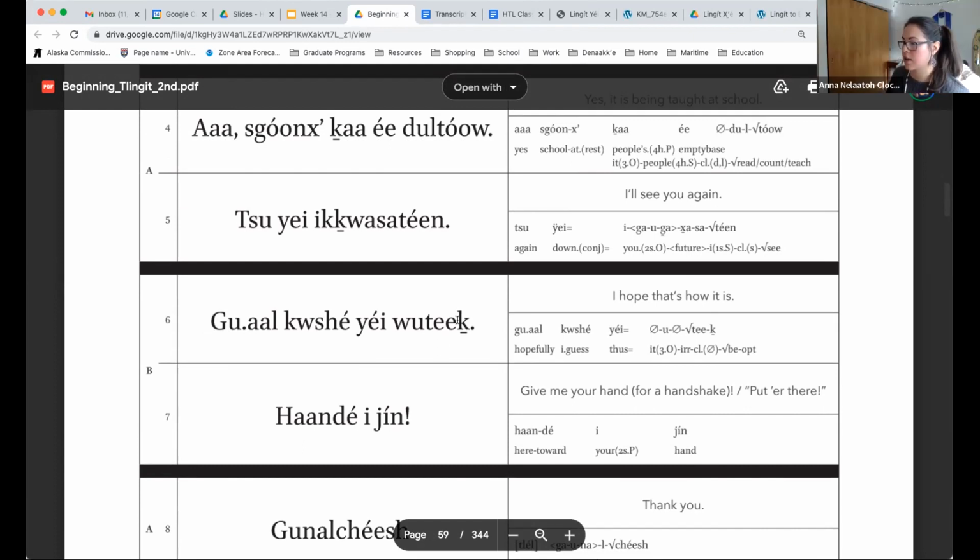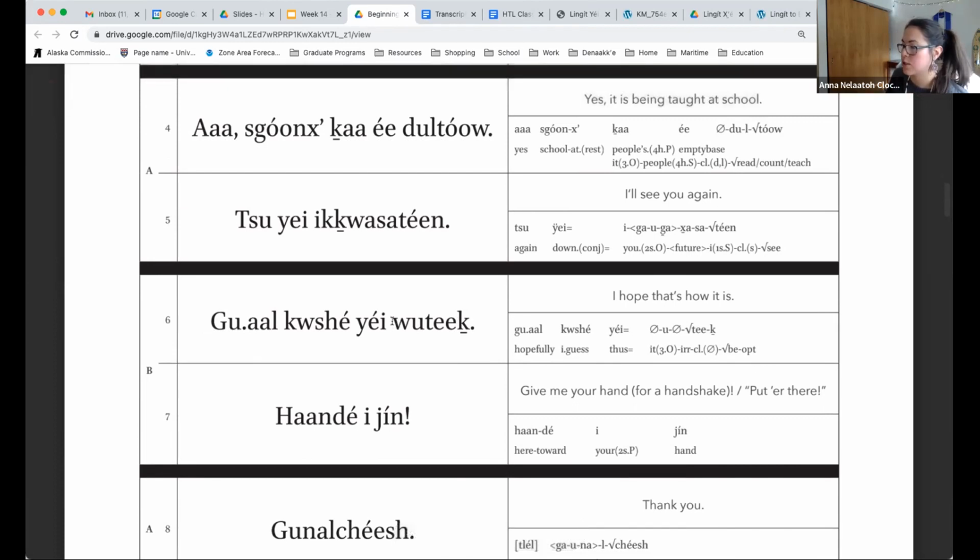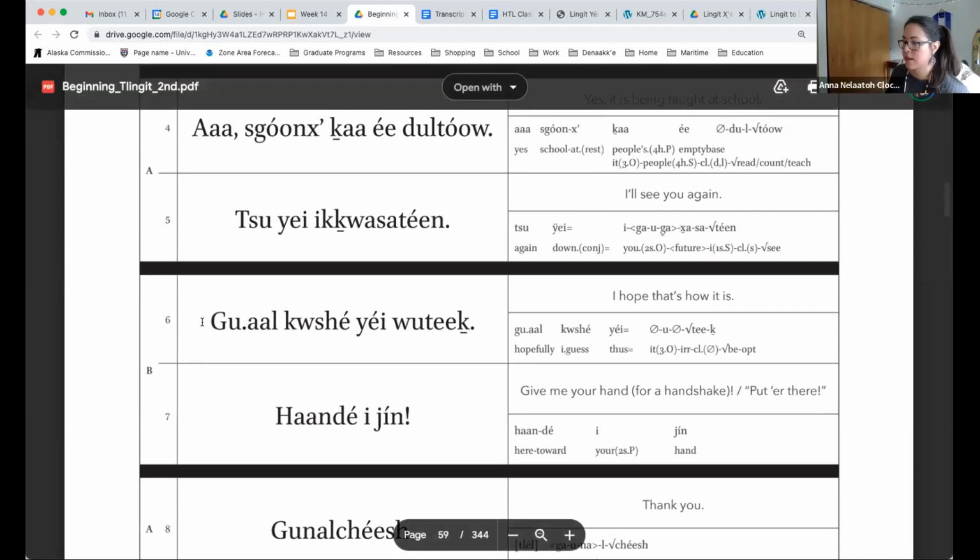And this K is an underlined K. So let's practice just this word. Repeat after me. Wutir. And then the whole phrase. Go alsheye wutir.